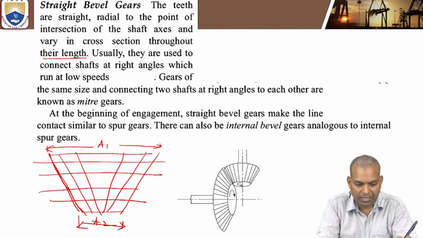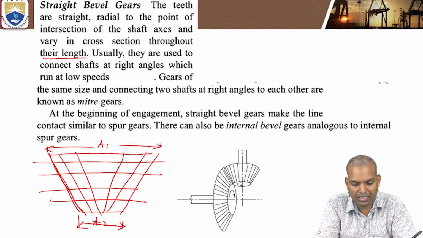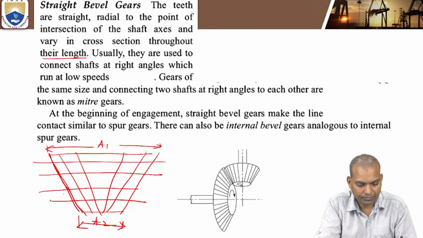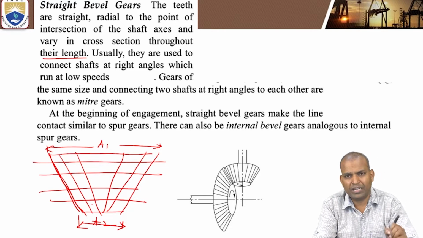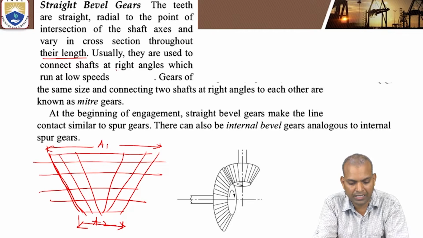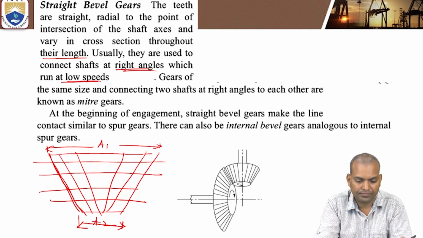But why is it a straight bevel gear? Not based on the shape, but based on the straight teeth. If the teeth are straight, then it is known as a straight bevel gear. These straight bevel gears are used for shafts at right angles and can rotate at low speeds.